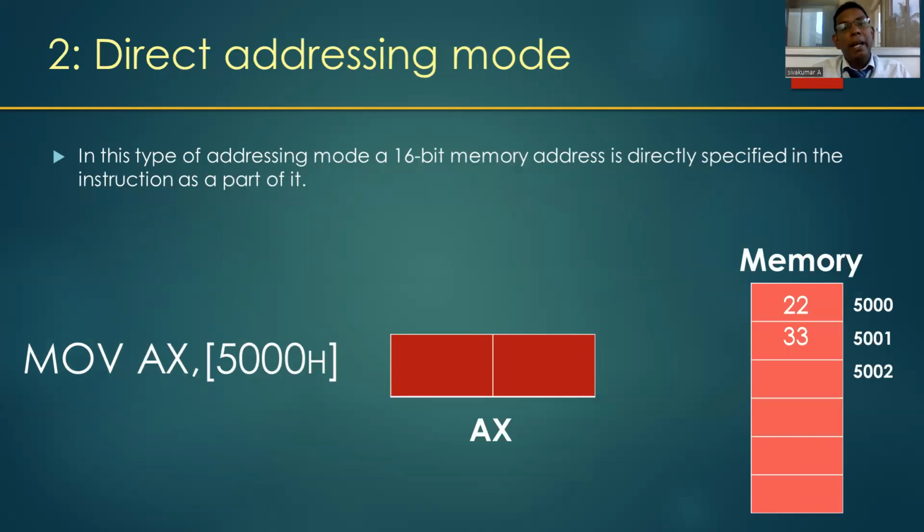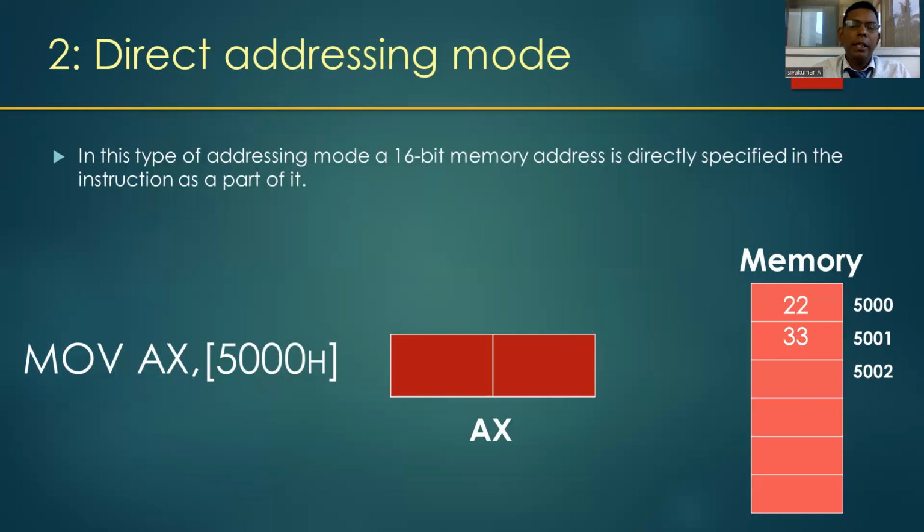Then the second one is the direct addressing mode instruction. In this type of addressing mode, a 16-bit memory address is directly specified in the instruction as a part of it. A 16-bit address is given instead of data, so the data is stored in that memory location. For example, 5000H is the memory address. 5000H stores the lower order byte 22, and 5001 stores the higher order byte 33. So 22 will be moved to the AL register and 33 will be moved to the AH register.